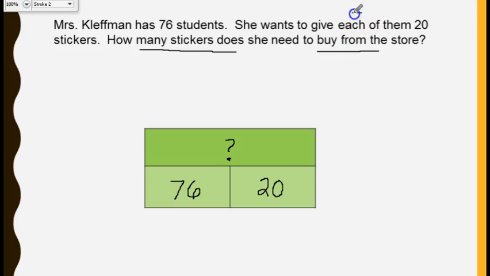Since I'm using this word, each of them, that's a really big clue that we're going to be multiplying. Because you want to think about this number here as individual students, and I want to give each of them 20 stickers. So I could either add 20 76 times, that sounds fun, or I could just multiply. So that's what I would do.